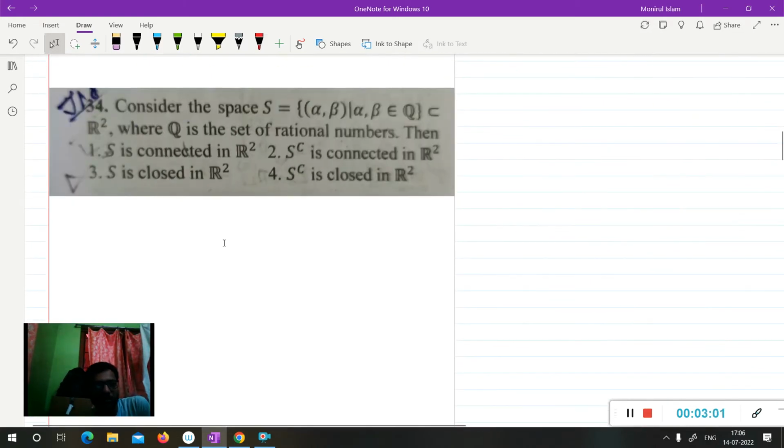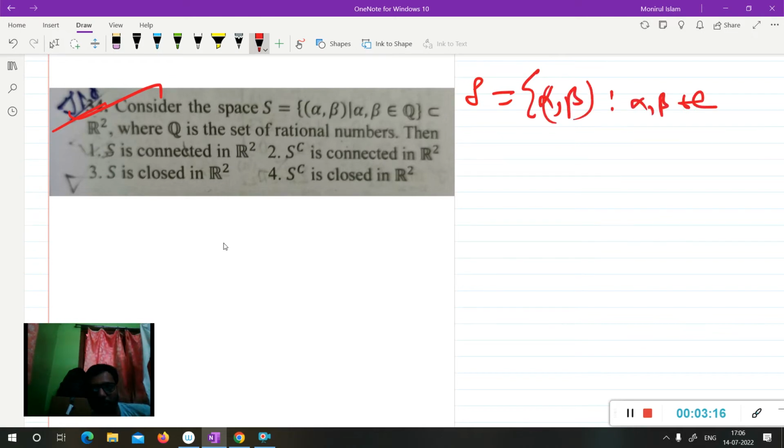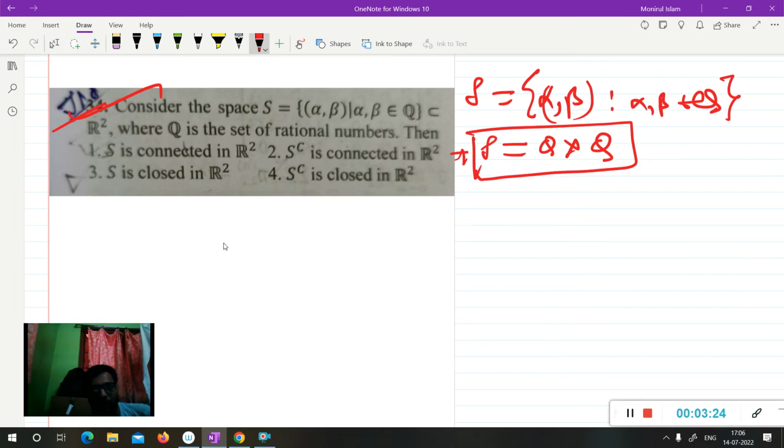Now we are going to the second question. This question came in June 2010. S is the set of ordered pairs alpha, beta such that alpha and beta belong to Q. So this set is nothing but Q cross Q. Now Q is disconnected, so Q cross Q will be disconnected, so that option is incorrect.